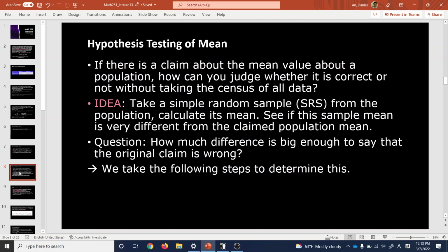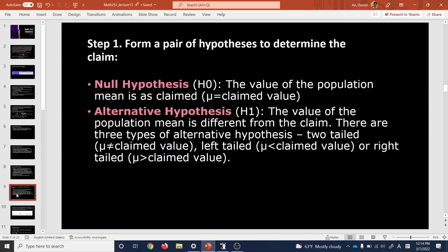And let me outline the 4 steps. So actually, the 4 steps I'm outlining are a very standardized set of steps. So in some exams, you might see a question like, follow the 4 steps in hypothesis testing. And then you have to show all the work in these 4 steps, all right? So let's see. First, you have to form a pair of hypotheses to determine the claim. And here are 2 important words. One is the null hypothesis, and the other is the alternative hypothesis.